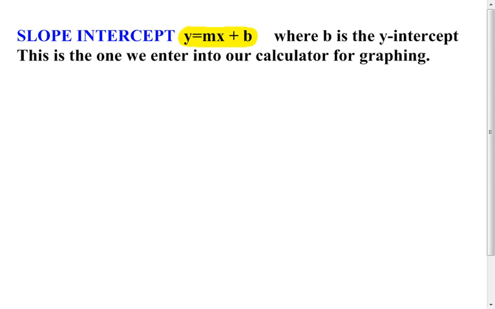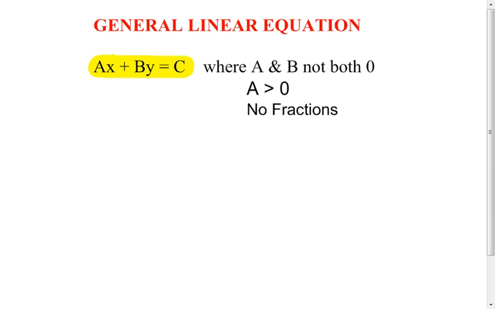Then there's slope-intercept form. This is the most common form there is. It's y equals mx plus b. This is the one that you enter into your calculator, and this is the one I want you to put your answers in unless I or the book or whatever instructs you otherwise. Okay, so leave your answers in slope-intercept form, or have your final answer in slope-intercept form, unless I tell you otherwise. And then, of course, there's general form.